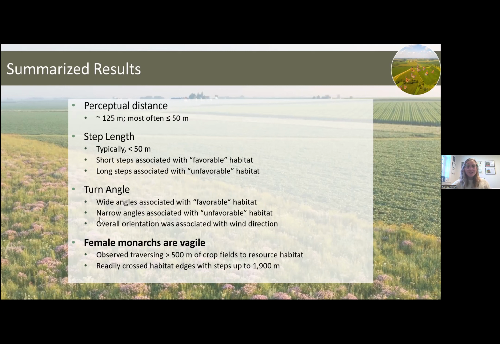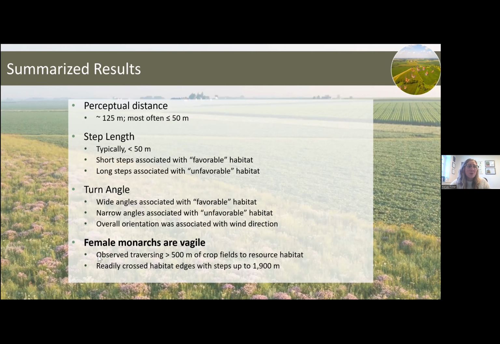And then also with turn angle, we learned that the butterfly's overall movement was highly linked to the wind direction. They either flew into the wind if they were looking for resources, or if they were trying to cover a lot of ground, they would fly with the wind and be taken along, so they didn't have to perform as much flying with their muscles. They could just coast along with the wind. And overall, with all of this information, even more evidence that the monarch butterflies are vagile, meaning highly mobile.